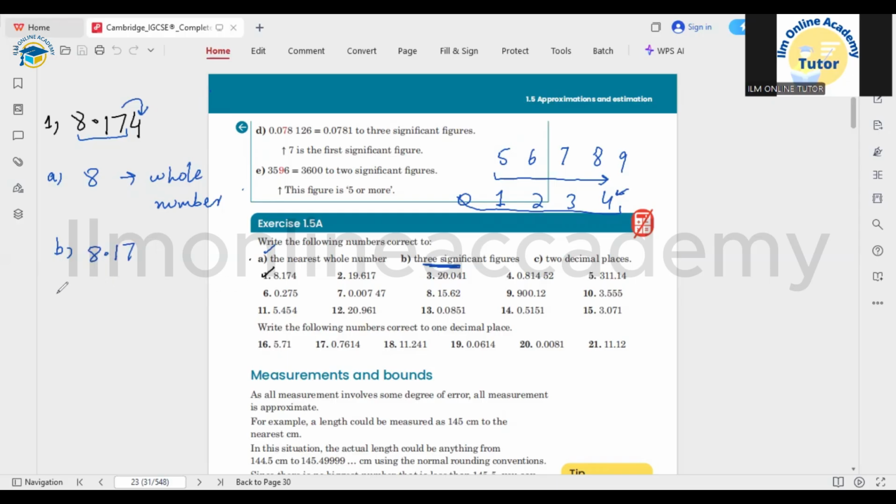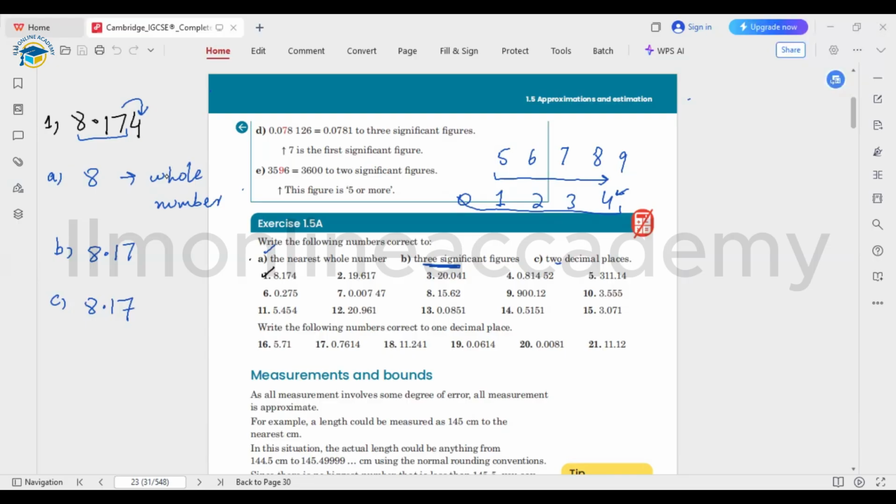Okay. Next, for the C part, we need to round off the number to two decimal places. Two decimal places means that after the decimal point, you need to have only two numbers. So again, we need to check for 7, and after 7, there is 4. So 4 is again less than 5. That's why you will not add one to the previous number, and you will take 8.17 again. These are the numbers up to two decimal places for part C. Okay, so in this way, one by one, we are going to round off the numbers, sometimes according to the significant figure rule or sometimes according to the decimal place rule.